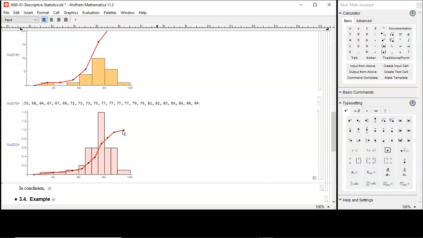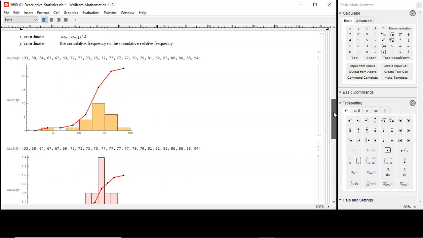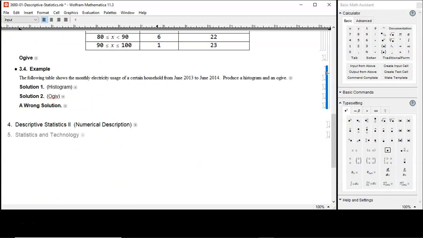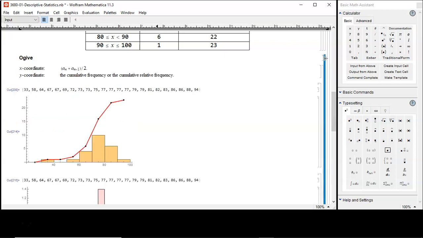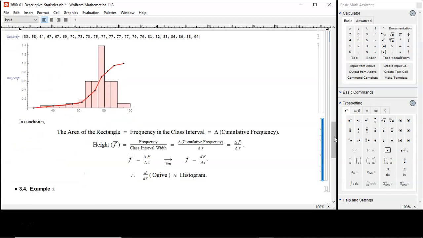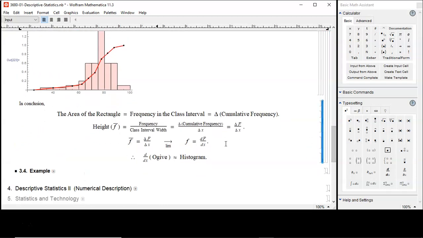Histogram and OGIF. In conclusion, OGIFs give you cumulative frequency. Wait a minute. In conclusion, okay, the calculus thing again. I guess I got a bit carried away. Alright. Never mind, it's a bit too deep here.